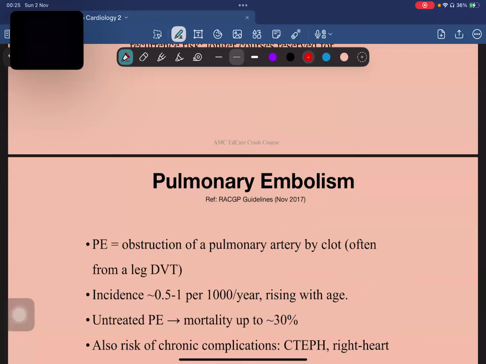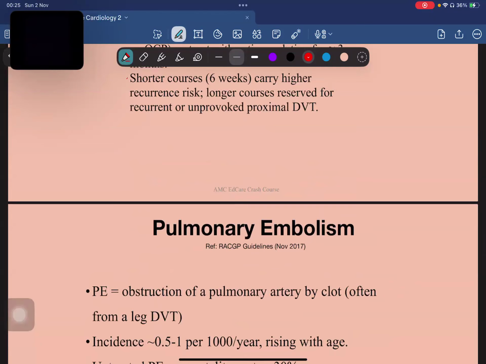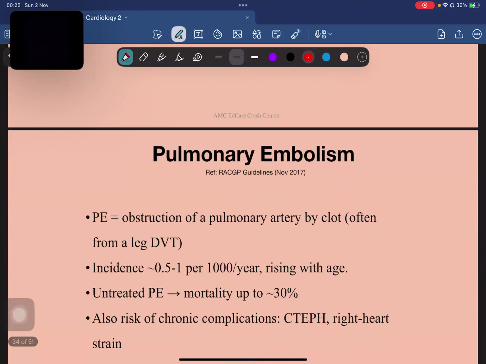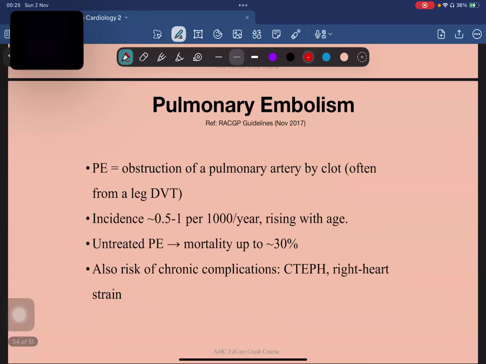Pulmonary embolism should be my last topic for the day. Since it's quite late for me here, I will do the pulmonary embolism topic and we'll see how much we can finish for today. So yeah, we have pulmonary embolism.